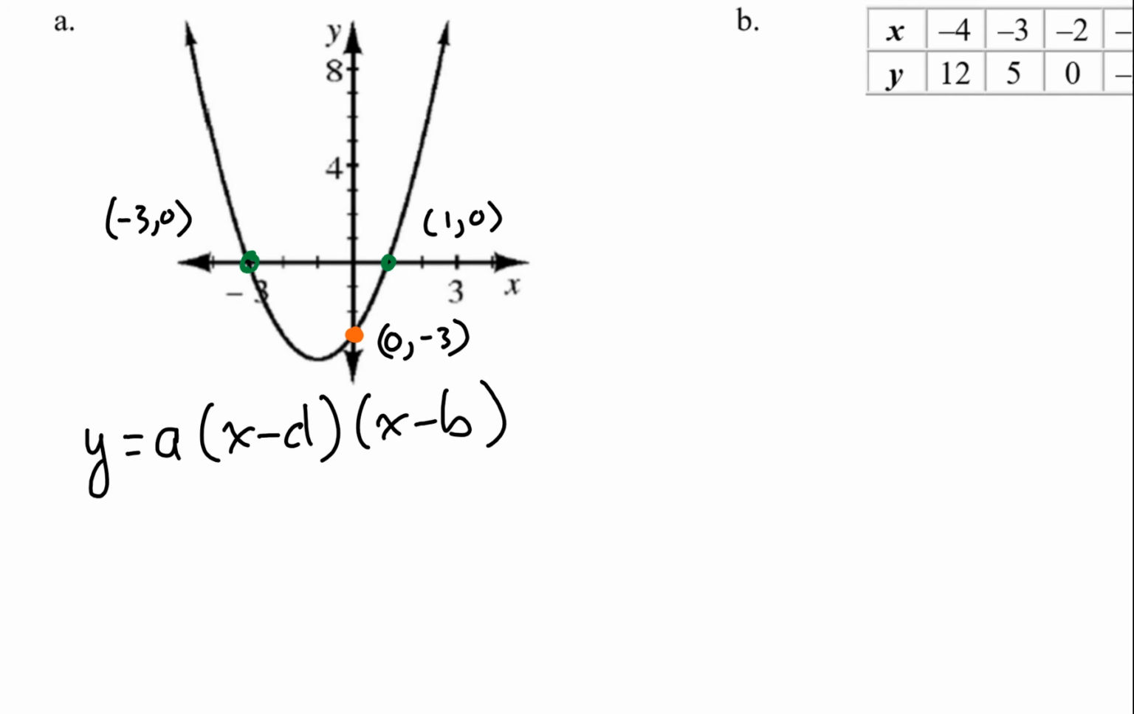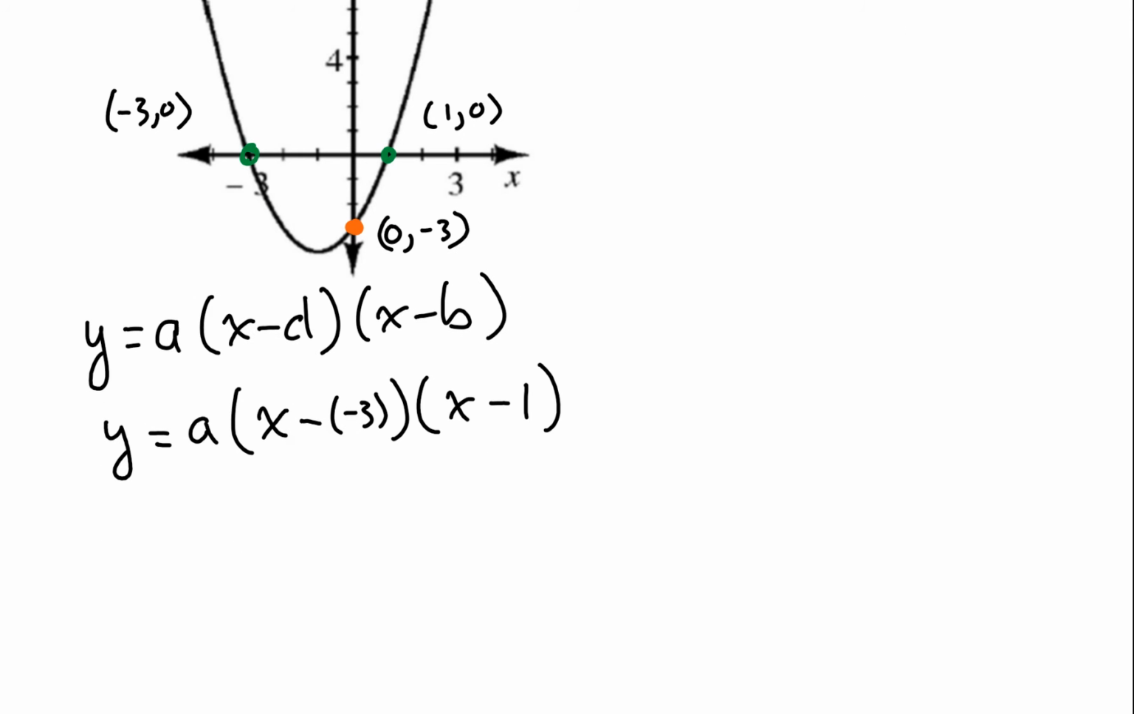So I'm going to put what I know into this equation, and one of the things I know are two of the roots. I'll just write this first: y equals a, and then my roots are at -3, so I'm going to write x minus -3, and the other root is at x minus 1. So I'm going to clean that up and write it as y equals a times x plus 3 and then x minus 1.